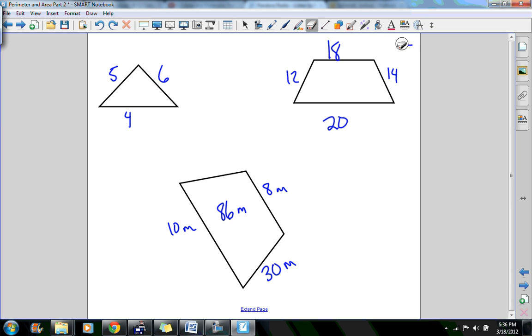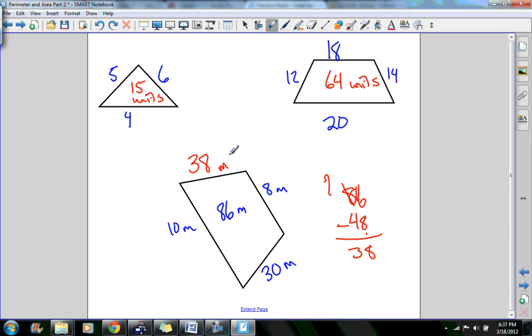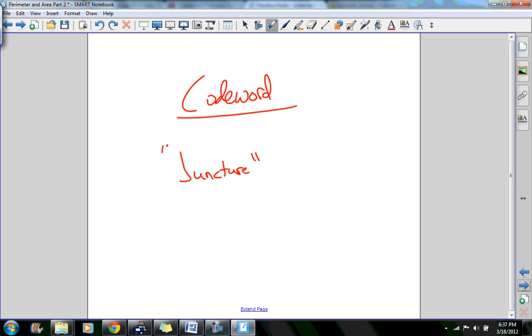Okay, let's see how we did here. This one should have been 15 units. This one over here should have been 64 units. This one down the bottom, the total is 86, 48, so 86 minus 48 is 38 meters. All right. The code word for this section is going to be juncture. I decided to hide it in the middle this time so people didn't skip to the end and write the code word down. All right, let's continue.